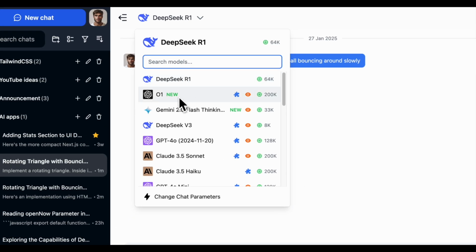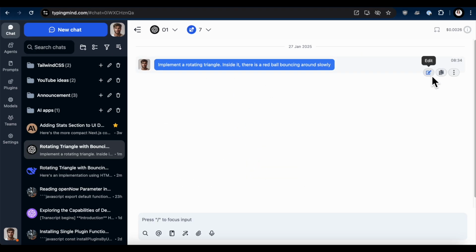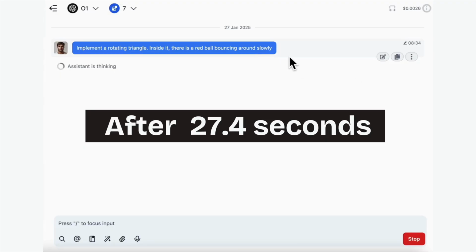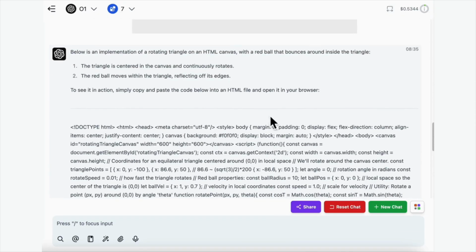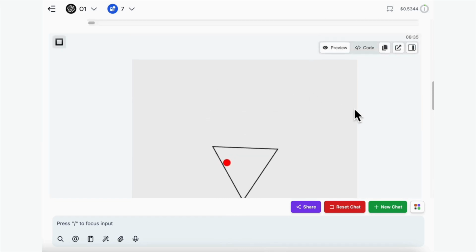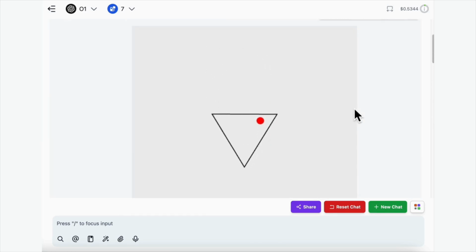Let's see if it can solve the problem in just one prompt. Since GPT-01 doesn't support a thinking process via the API, let's just wait and see what it comes up with. After 27.4 seconds, here it is. Wow, that was super fast. I mean, it's way faster compared to DeepSeek. Definitely a plus point for GPT-01.